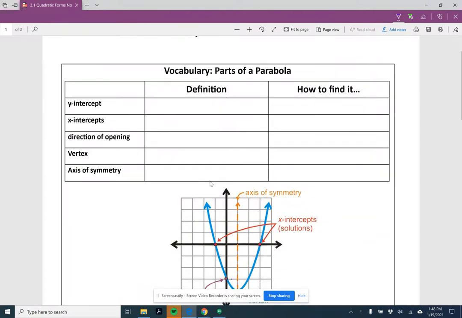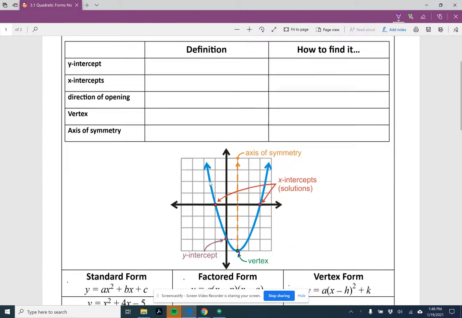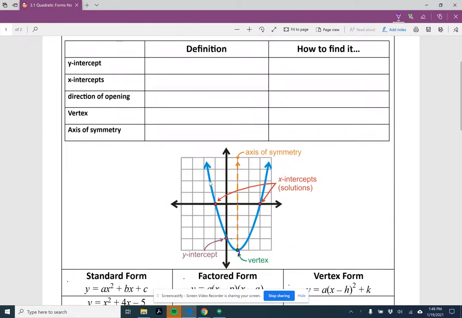parts of a parabola. So you notice we have this graph of a parabola. The blue graph is a parabola. The blue part, that's the parabola. And there are some things that are labeled. A y-intercept, now this shouldn't be new. Y-intercept is a place where the graph crosses the y-axis. So a y-intercept is just a point where the graph crosses the y-axis.